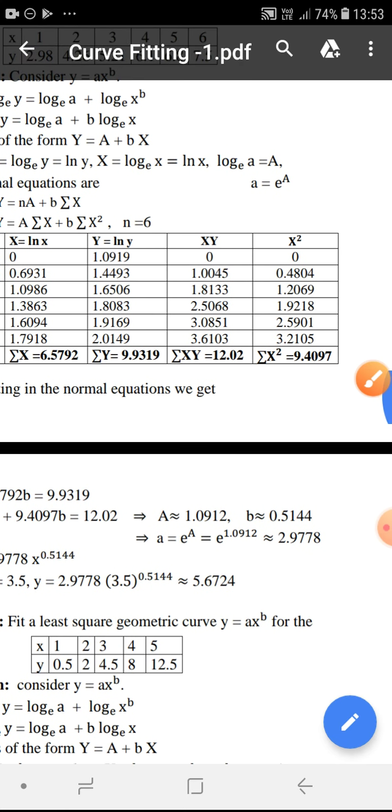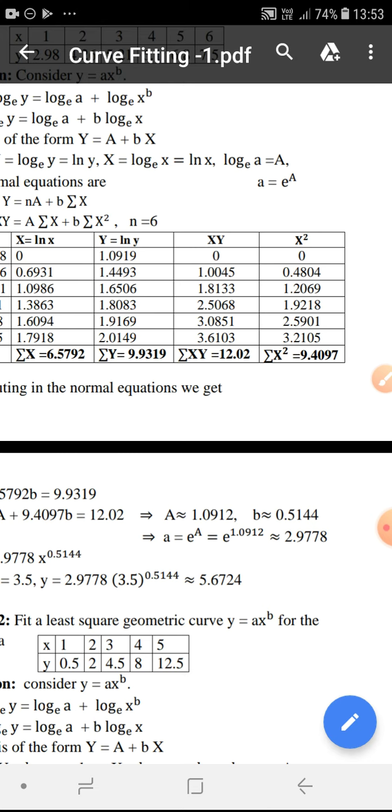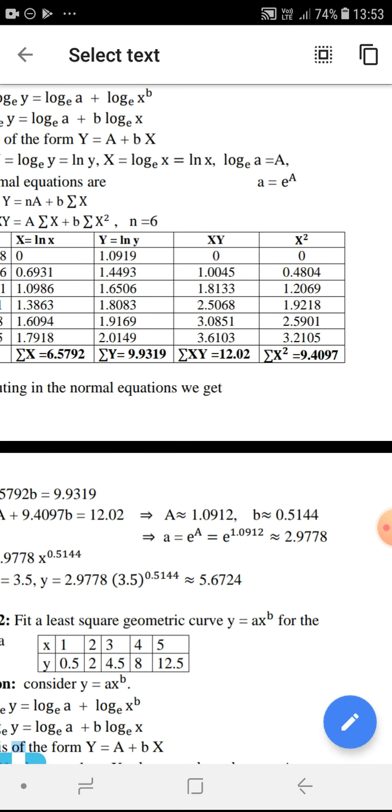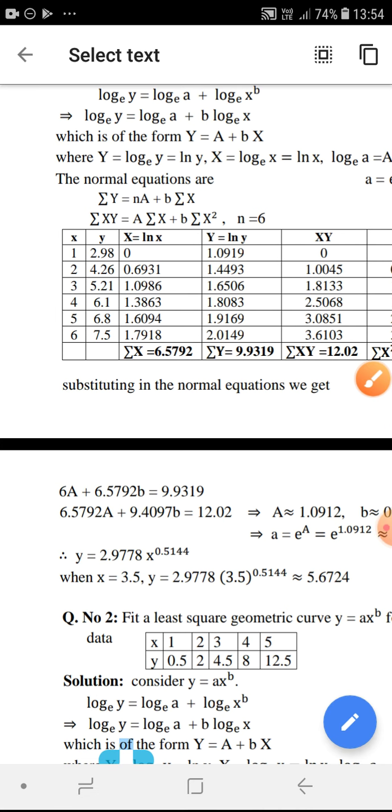Now use the calculator to solve the two equations. The first unknown, capital A, is approximately equal to 1.0912, and b is approximately equal to 0.5144. You have capital A, but we need small a, and small a will be e power capital A. So e power 1.0912 will give 2.9778. So you get small a and small b.